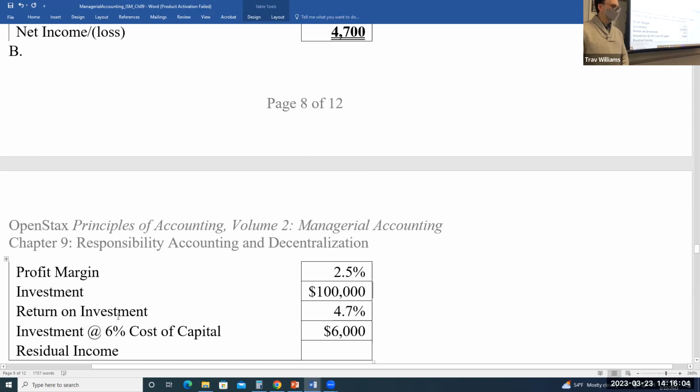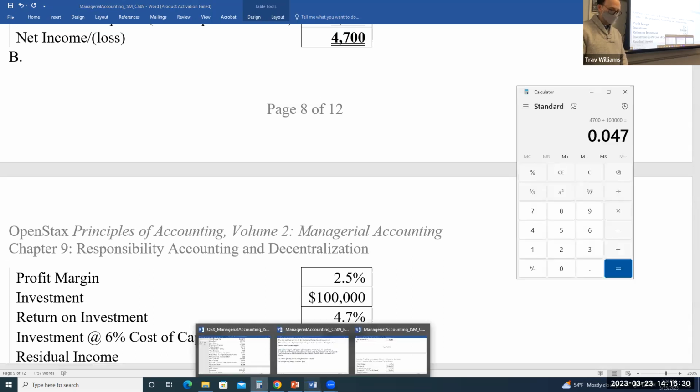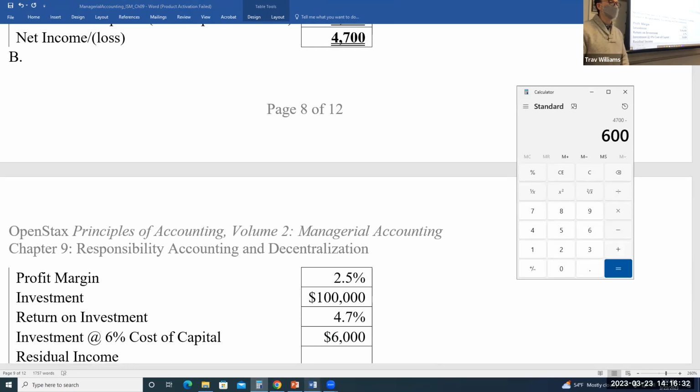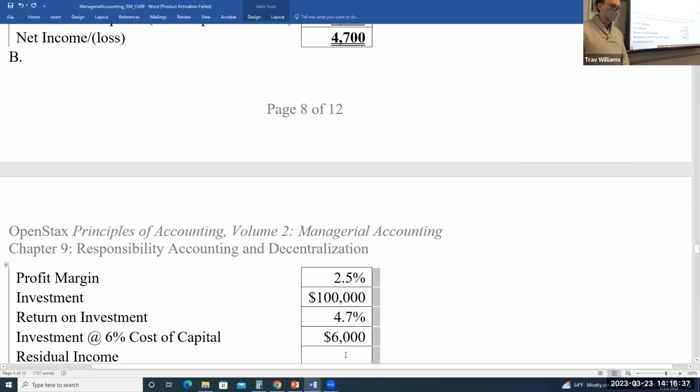Now, if we have a 6% cost of capital and our investment was $100,000, we multiply $100,000 investment times the 6% cost of capital, and we get $6,000. Now, to get residual income, what do we do? Exactly, we subtract it from the net income. So 4,700 minus 6,000, we have a negative 1,300.